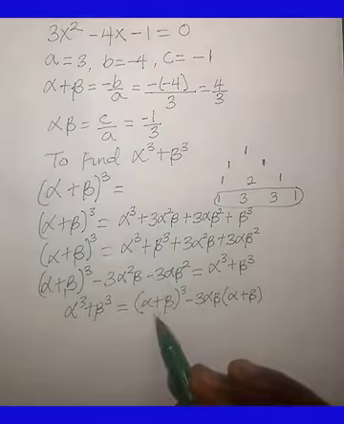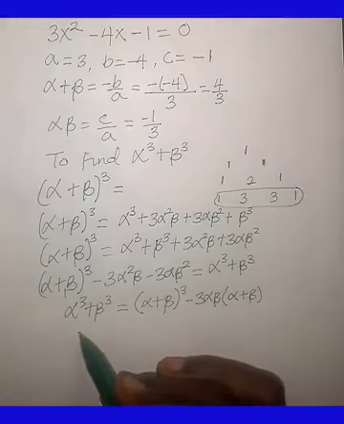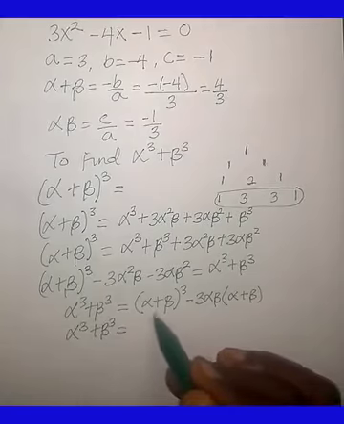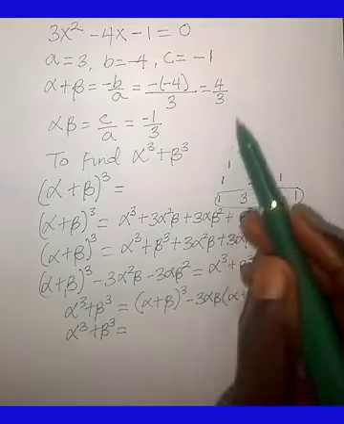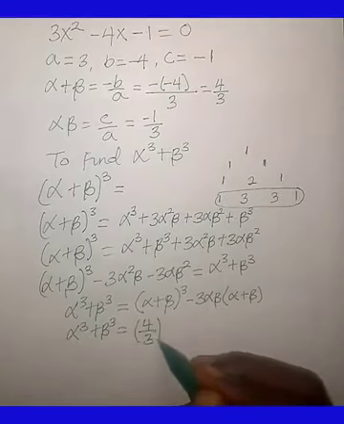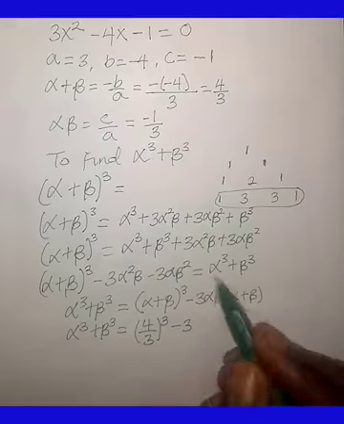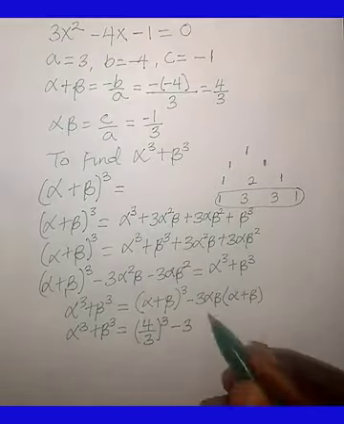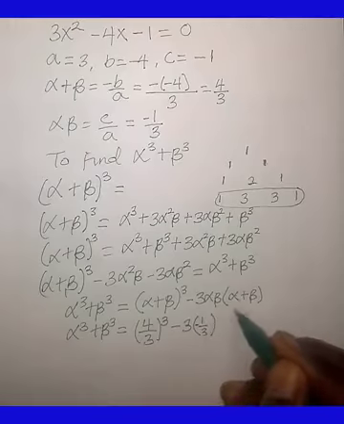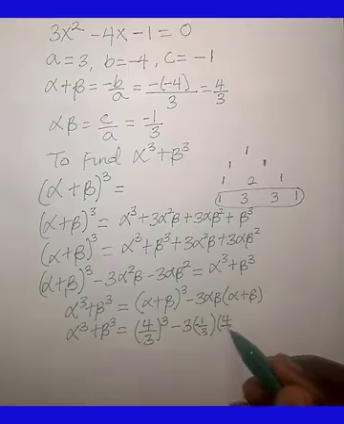So now let's substitute. This is our sum of roots, this is also our sum of roots, and this is our product of roots. So alpha raised to power 3 plus beta cube equal to, what is our sum of roots? If you go back, you observe that our sum of roots is 4 over 3. I'll put 4 over 3 here, then raised to power 3, minus, I'll keep my 3. Alpha beta is negative 1 over 3, so multiply by minus 1 over 3. Then the sum of roots is 4 over 3, multiply by 4 over 3.